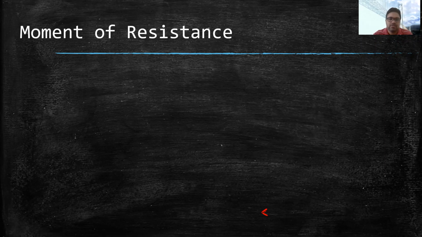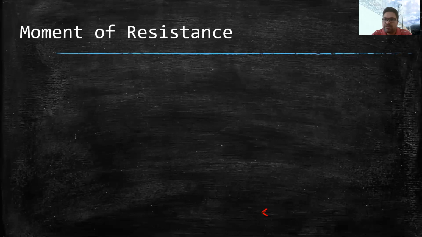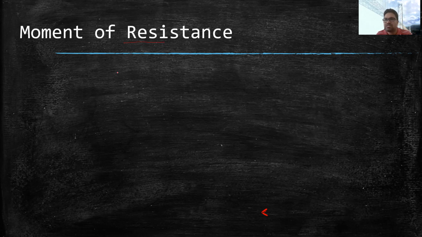Welcome back. So in this part, we will try to understand the new topic which is called the moment of resistance. As I told you, in the previous two parts we have seen the modes of failure of the beam, and now with those considerations, we will try to find out the capacity of the beam. The capacity of a beam we generally calculate in terms of moment of resistance. So now what is moment of resistance?